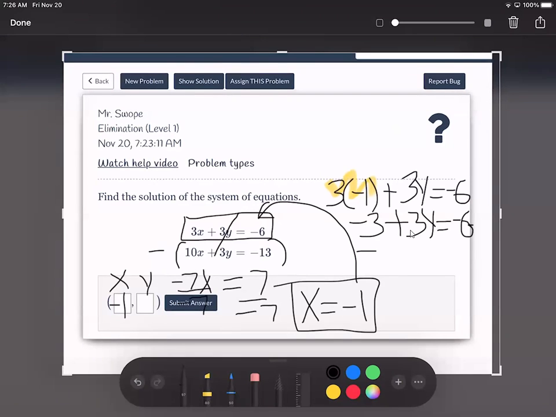So then you would add the 3 over. You'll get 3y equals -3. If you divide, you'll also get y is -1.